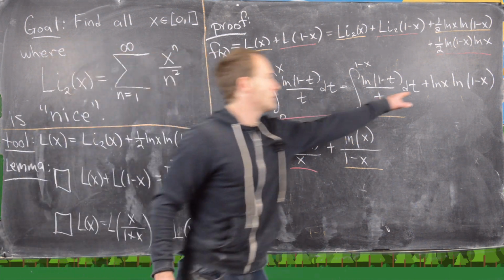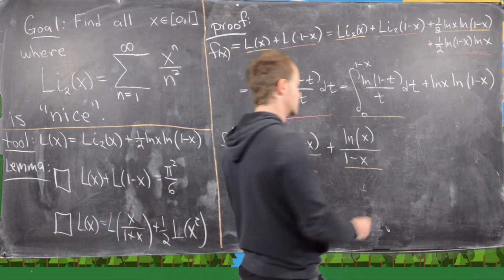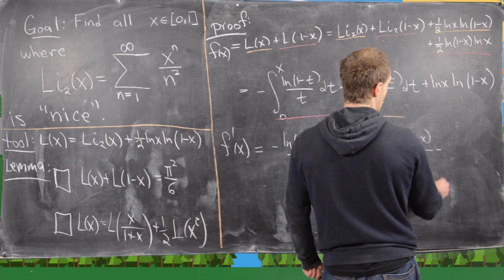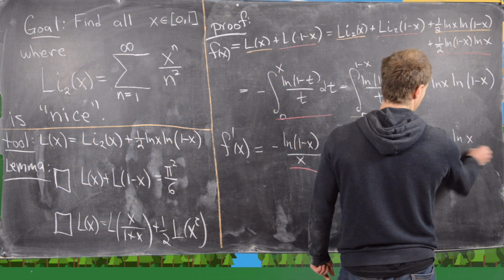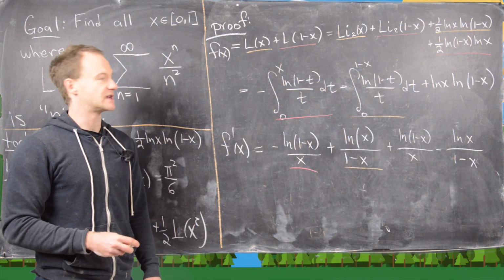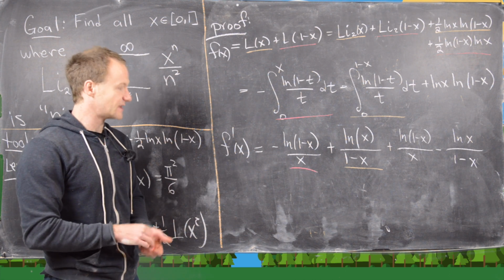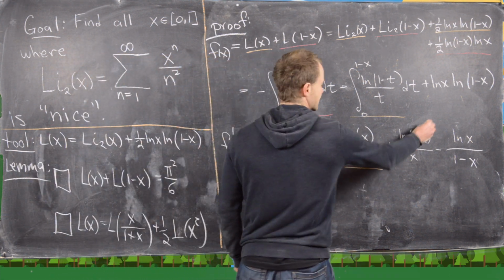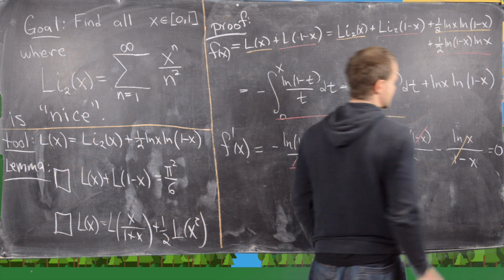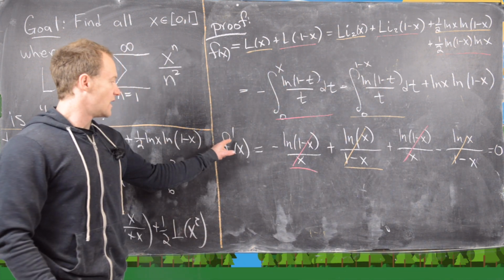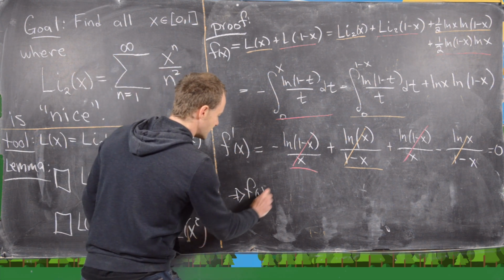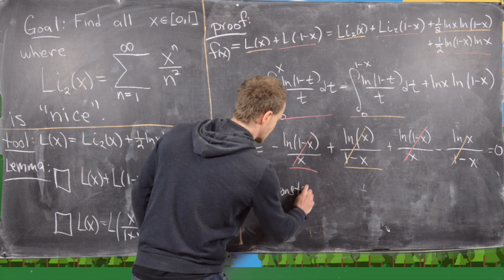Okay, solid. Now we can take the derivative of this using the product rule. Taking the derivative of the first part, we get the natural log of 1 minus x over x. And then the derivative of the second part, we get the natural log of x over 1 minus x. But again, we have to include a minus sign because of the chain rule. Notice what happens here is that this term cancels with this term, and this term cancels with this term, so we get that this is equal to 0. So this f prime of x is always equal to 0, but what that tells us is that f of x is equal to some sort of constant.